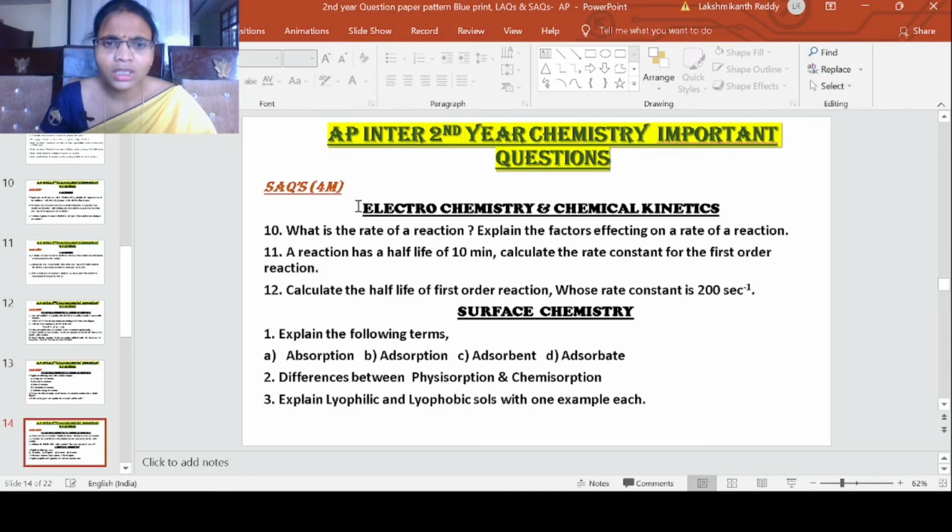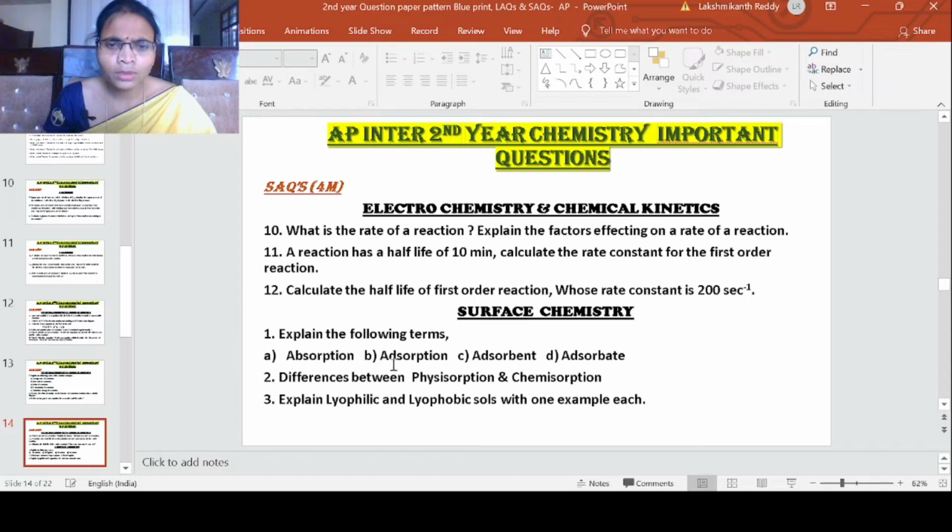Okay. Next, what is the rate of a reaction? Explain the factors that affect it. Okay. Next, a reaction has a half-life of 10 minutes. Calculate the rate constant for the reaction. Okay. So calculate the half-life of a first order reaction. Here half-life is given, but here k is given. So by using the same formula, we will calculate what? k, r, t. Okay.